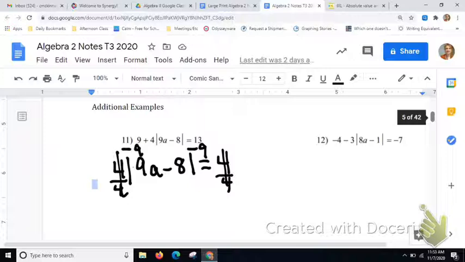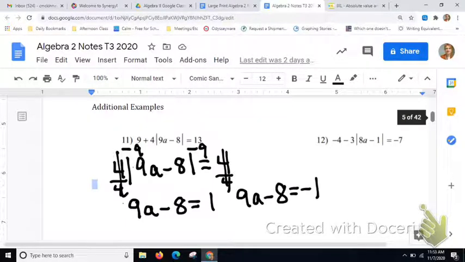And coincidentally, in this particular situation, it would turn out the same. But that is not normal. Okay, that's not what would usually happen. So here I have 9a minus 8 is 1. And again, that would still be an absolute value. So our two equations that we would work with would be 9a minus 8 is 1, and 9a minus 8 is negative 1.